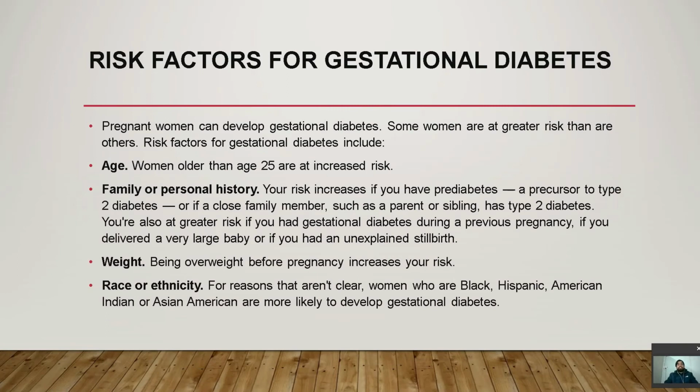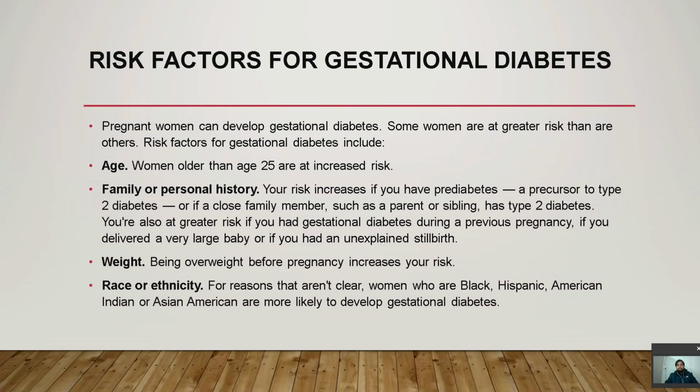Next is risk factors for gestational diabetes. Pregnant women can develop gestational diabetes. Some women are at higher risk than others. Risk factors for gestational diabetes include age, family or personal history, weight, race, and ethnicity. Age. Women older than age 25 are at increased risk.